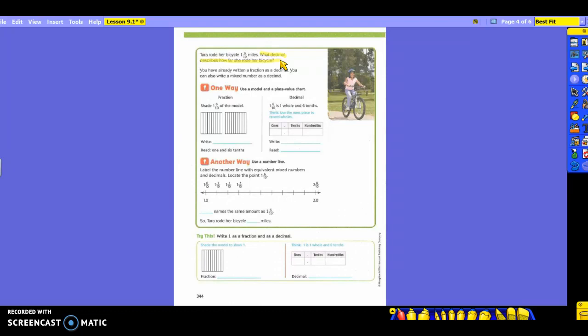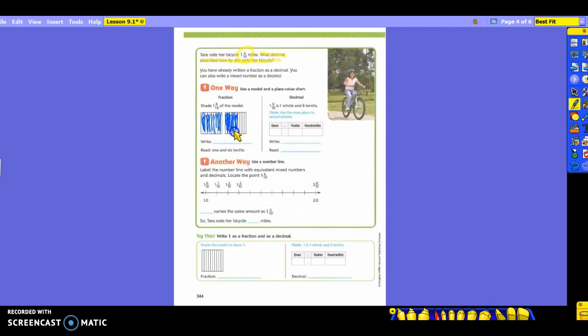What's the amount that we need to be using? 1 6/10. So again, you're going to use a model and a place value chart. Model comes first. What does it tell us to shade? 1 6/10. So what am I going to do to this first one? Shade the whole thing because it's one whole. And then how much of the next one? 6 out of the 10.